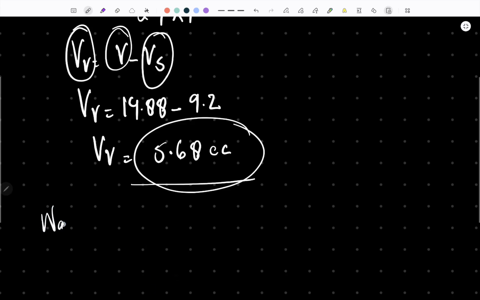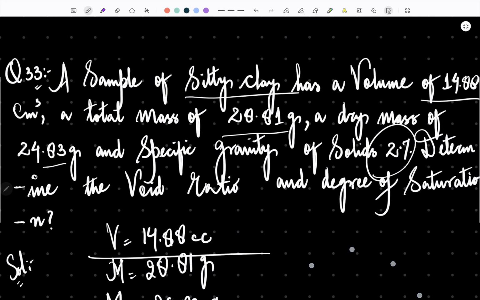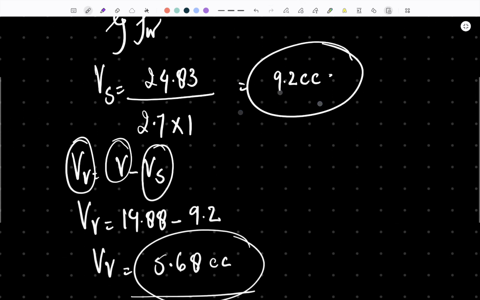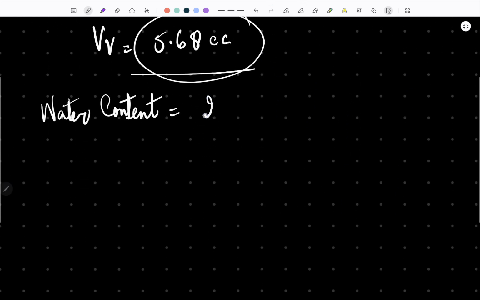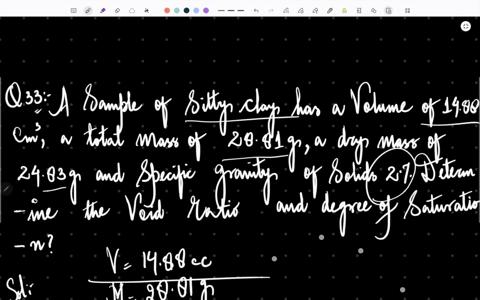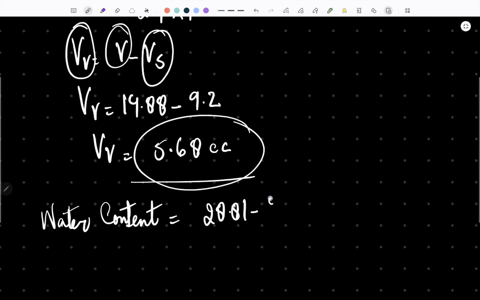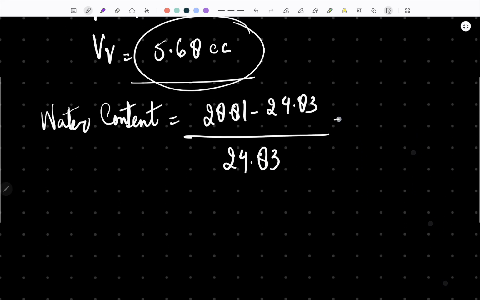Let's try to find water content as well, because we know the mass before drying and after drying. So water content w is 28.81 minus the mass after drying, that is the dry mass 24.83 grams, divided by 24.83. By calculations, water content is equal to 16%.